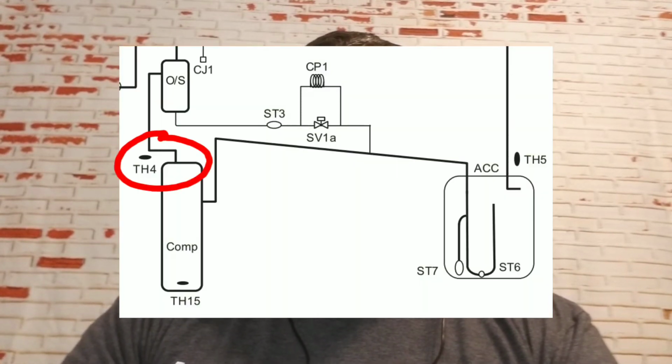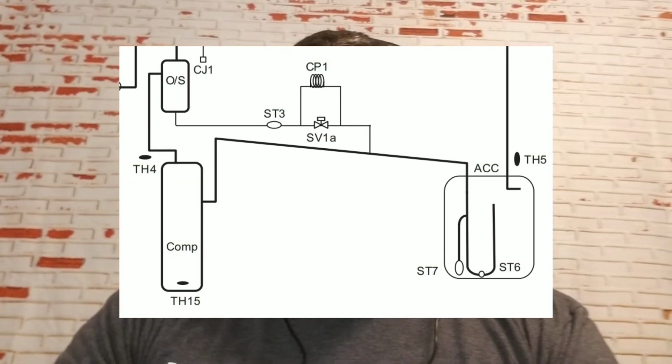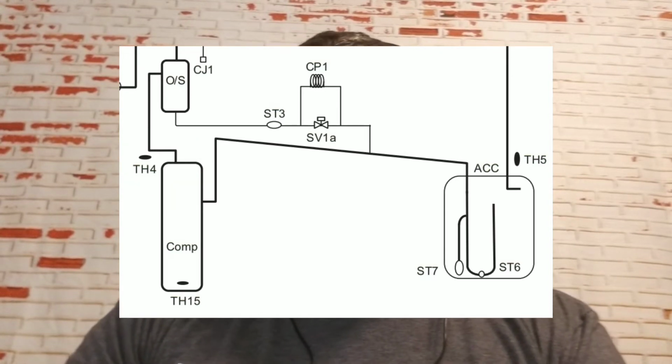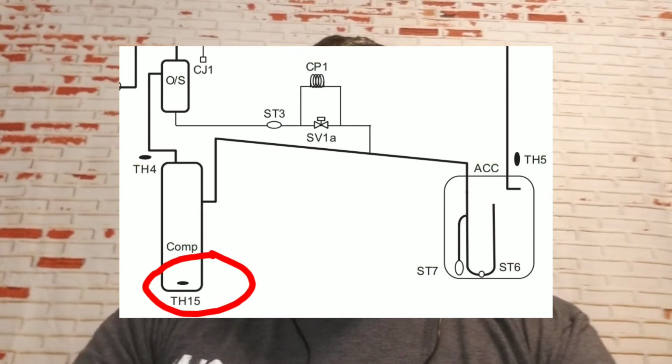There are two sensors that the system is looking at. On a modern R2 system, like a K-gen, L-gen, J-gen, I believe, or the N-gen, it's looking at your TH4, which is your discharge line temp, just right off the compressor on the discharge line. And then it's also looking at TH15, which is on the shell of the compressor down at the bottom at the oil level.